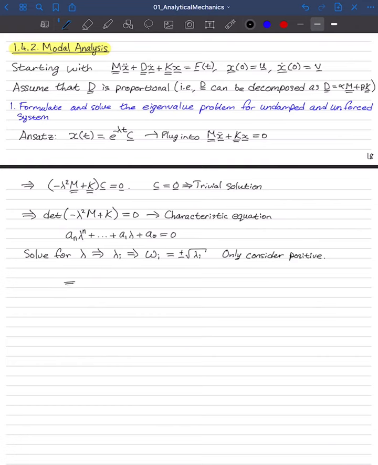So, we call omega I the natural frequency, the ith natural frequency. So omega I is equal to the square root of lambda I, and this is the ith natural frequency.